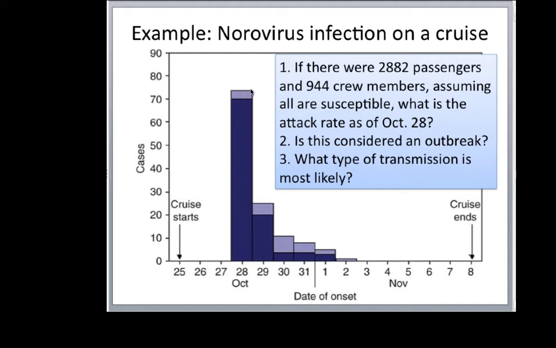And by the way, what we can see here is that there's probably about, I would say, 74 people, according to this graph, on October 28th with norovirus infection. Once you've had a chance to calculate that, think about whether or not you would consider this outbreak based on this graph, and what type of transmission is most likely causing this outbreak, if it is one.